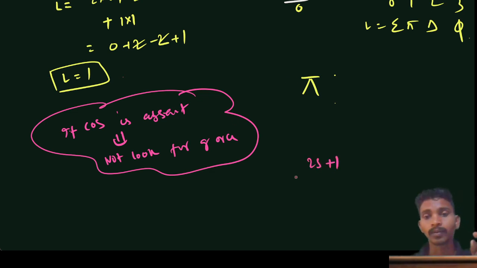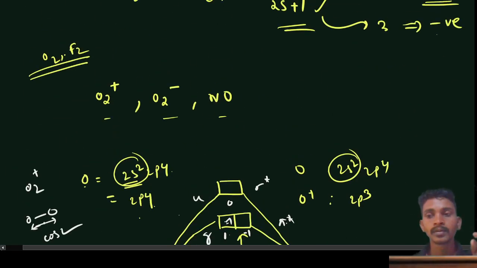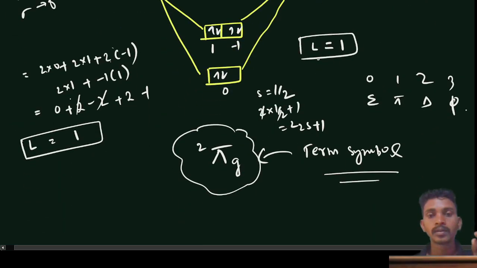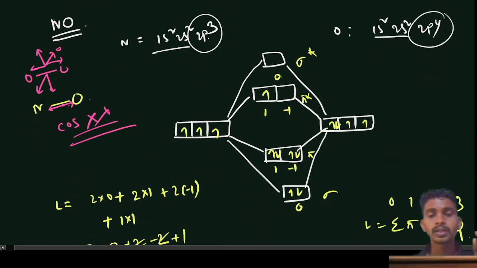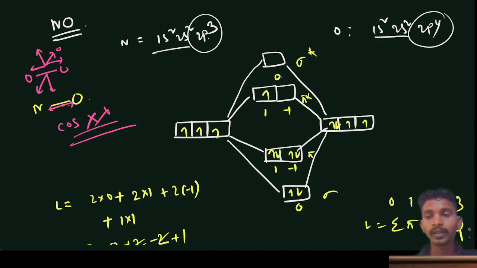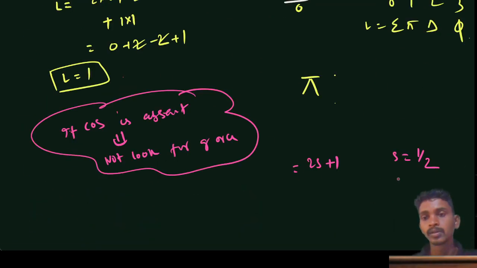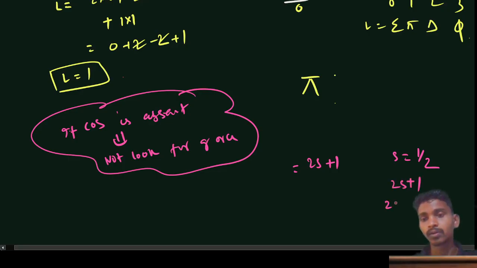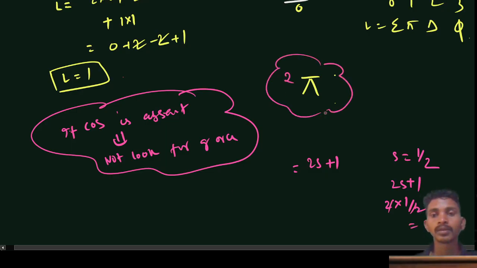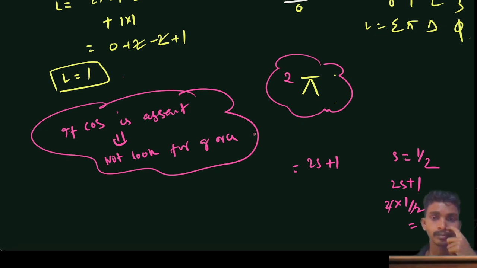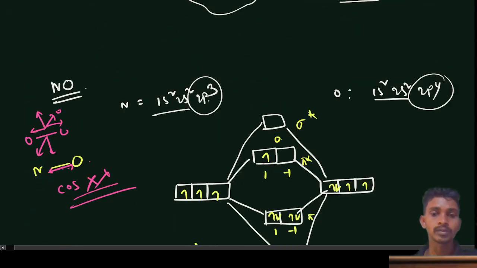So 2S plus 1. So what is the S value? S value is here, and the paired electrons cancel with each other, so only 1 unpaired electron. So S is half, so 2S plus 1 is 2 into half plus 1, this cancels off, and this will be 2. So this is the term symbol for this NO.